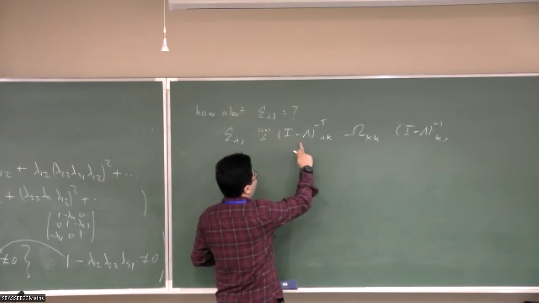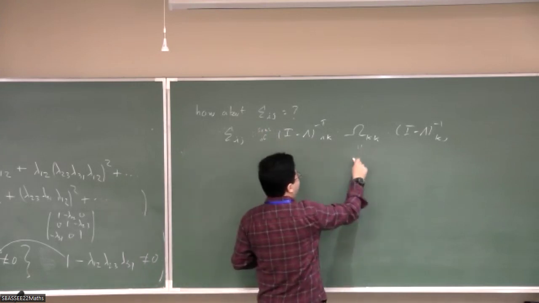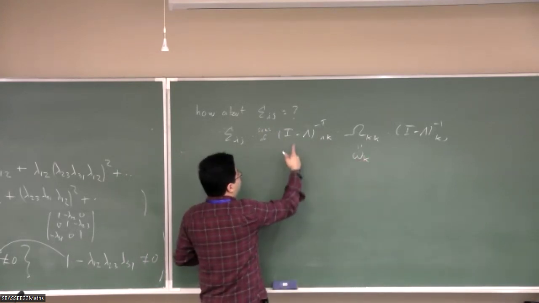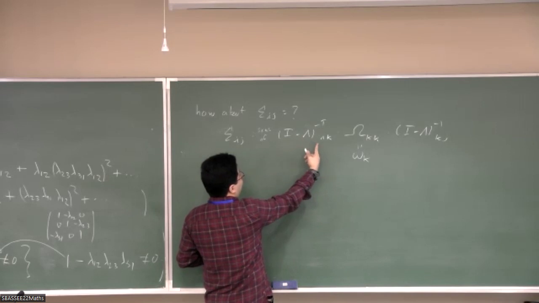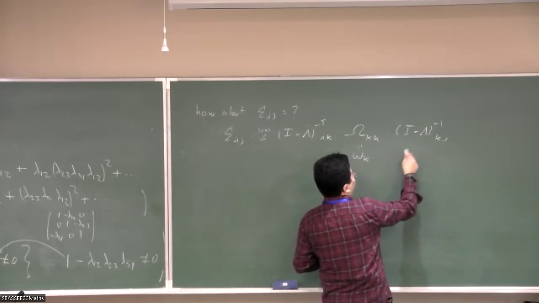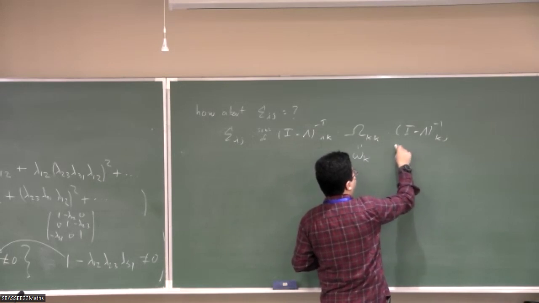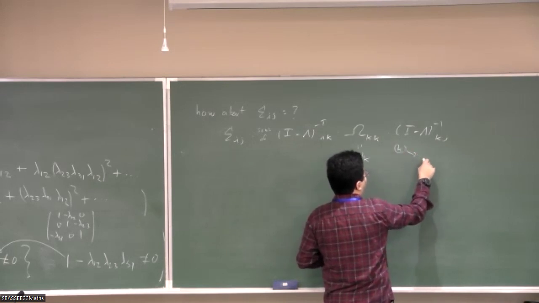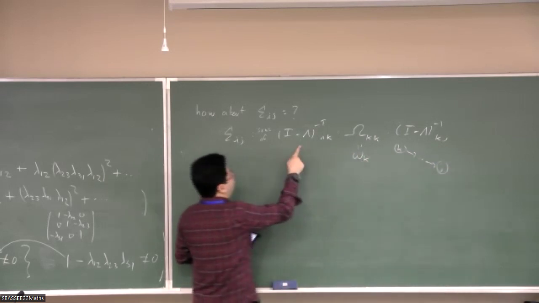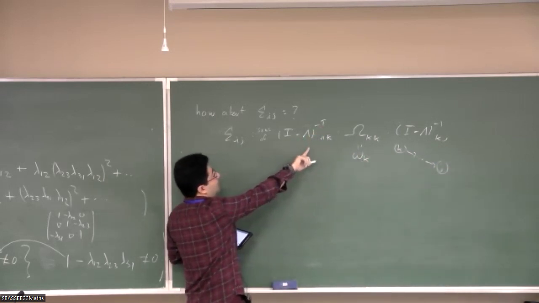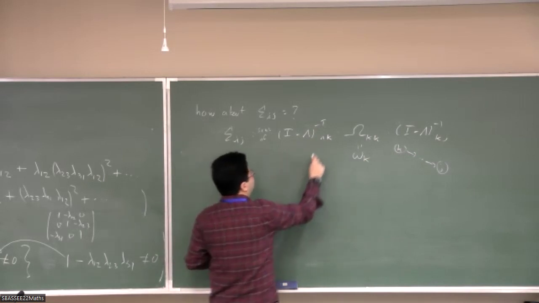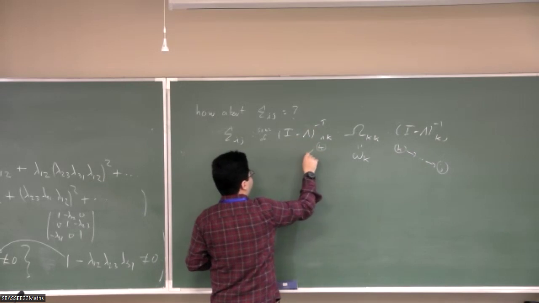And omega_kk is easy. This is just omega_k. And this one is easy because we know what it is. This is just a path from k to j. And this one is transposed, so this is really a path from k to i, which I'm going to write like this.